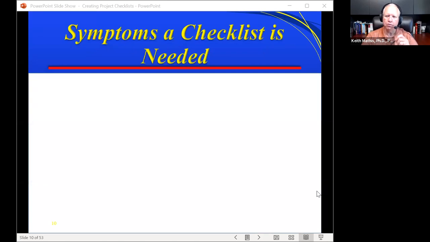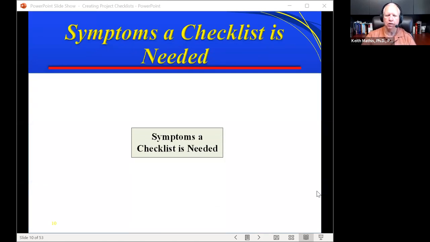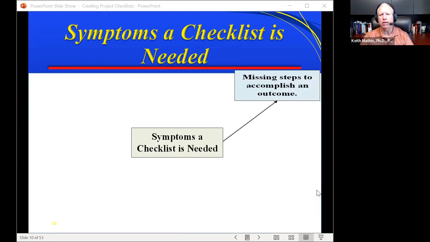So here are some symptoms that let you know that a checklist might be needed, okay? So the first thing is missing steps to accomplish an outcome. So we're trying to get to an outcome. We realize that we've missed 2 or 3 steps.